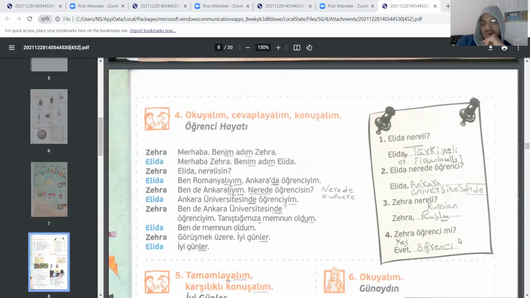Zahra öğrenci mi? He is wondering whether Zahra is a student. Zahra öğrenci mi? Evet. Zahra öğrenci. We must write here Zahra. Evet, Zahra öğrenci. Evet means yes. Hayır means no.